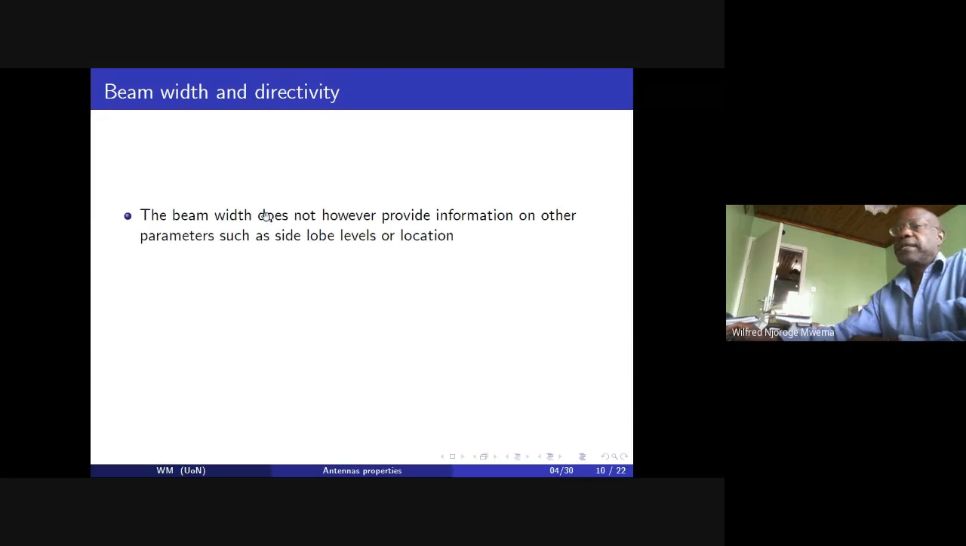Now, the beam width does not provide information on other parameters such as the lobe levels or their locations. They could be located very close to the main lobe, which could be a problem, or they could be located nicely but far away from the main lobe. Or they could have a level that is below the 40 dB we were talking about, or above that, which is not a good thing. But the beam width will just tell you how sharp the main lobe is.